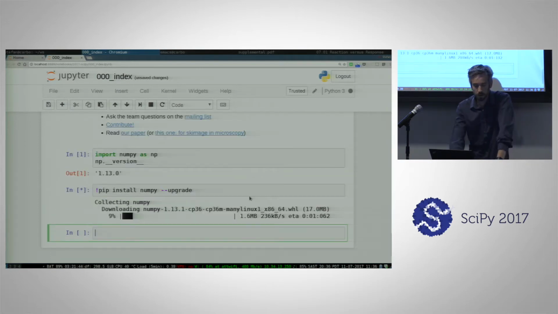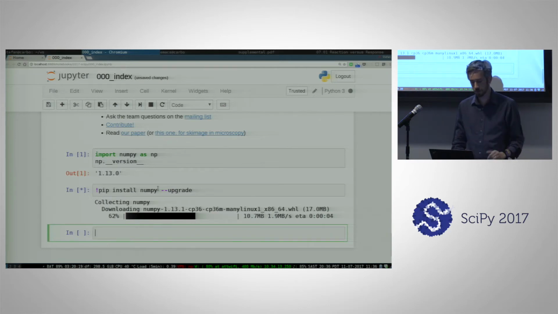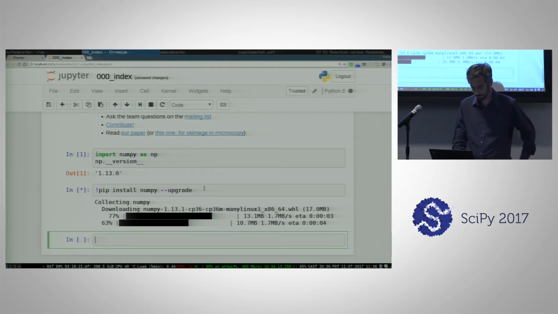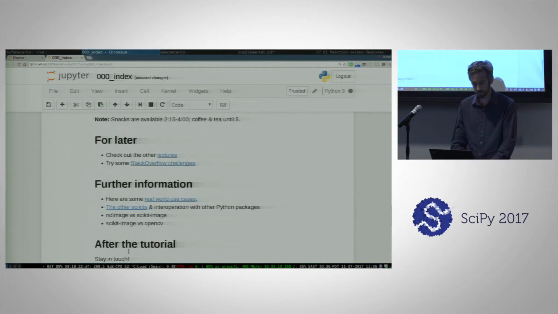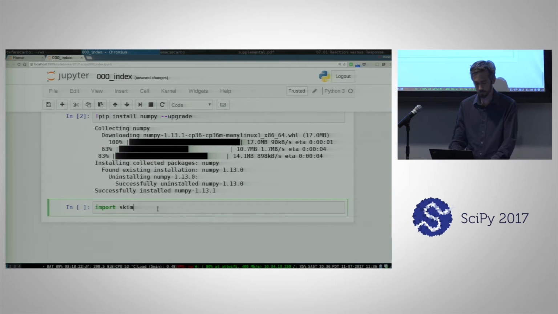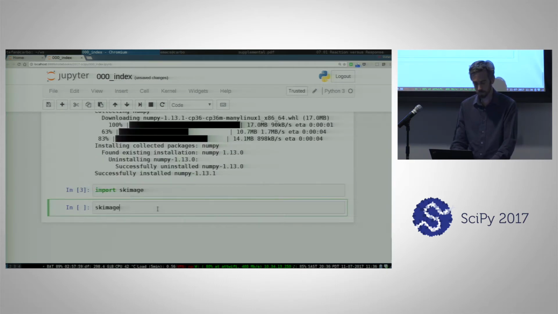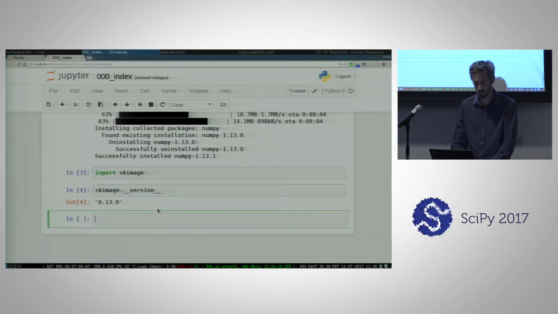So if you're running pip, you can pip install any of the packages that you're missing. If you're running conda, use conda install with a package name, and you should get the latest package version. With regard to scikit-image, you should have version 0.13. That's the latest release.